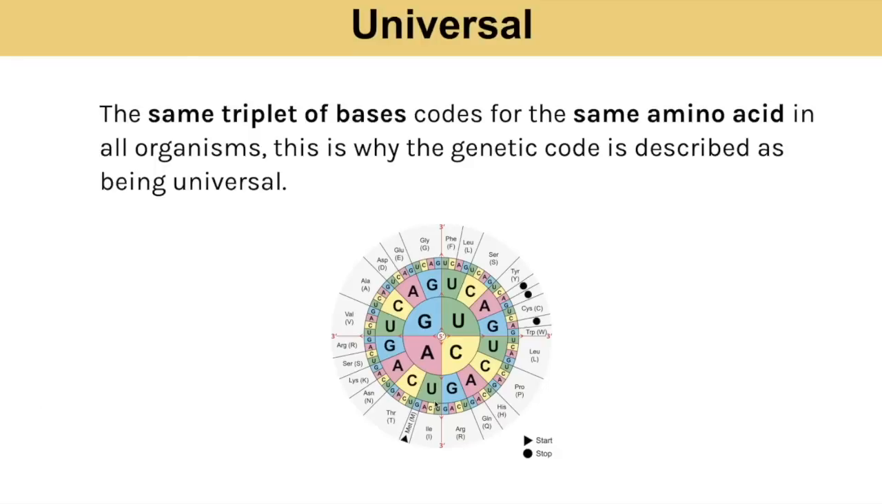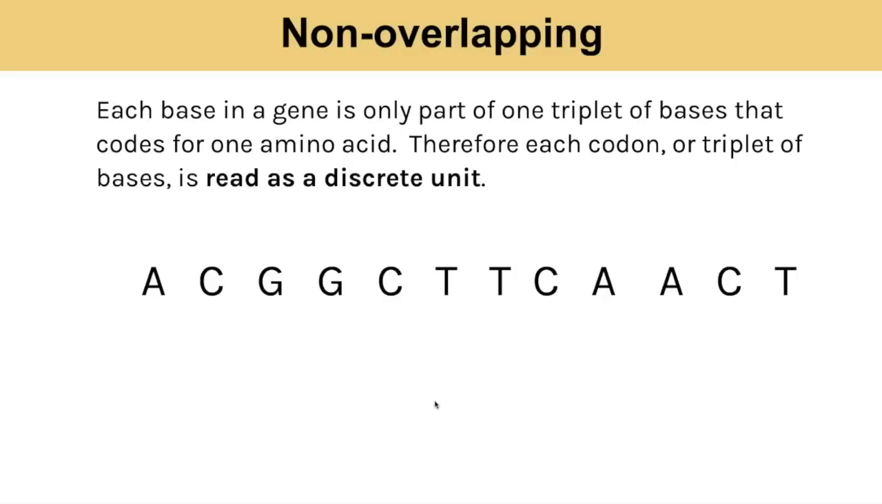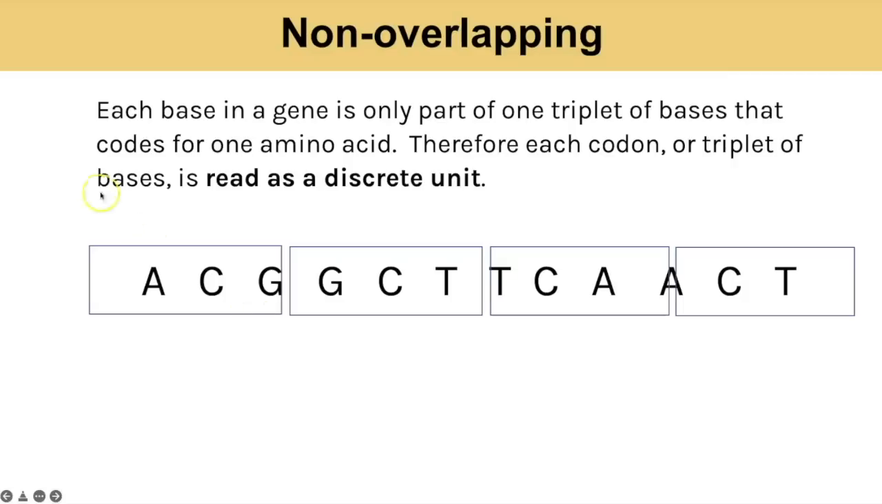Universal means that the same triplet of bases codes for the same amino acid in all organisms. Non-overlapping is the fact that each base is only involved in 1 triplet. So if we just draw boxes around this to show you what I mean, this base A is only in this 1 triplet, and this C is only in the triplet, this G is only in this triplet. We don't have this G also making up a second triplet of bases.